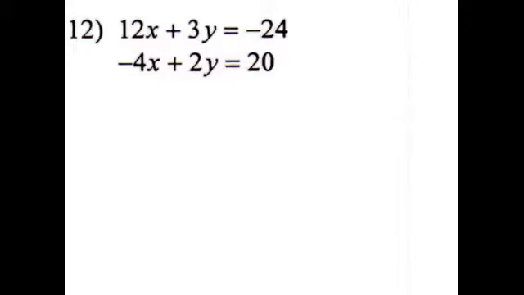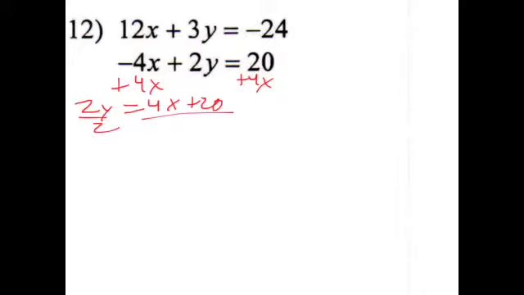Moving on to 12, this one is not really set up for any of the methods that we're to choose from, elimination or substitution, but we can really choose what we want. I'm going to go for substitution again, because I see this second one is actually really close to being set up for substitution. Add 2x. I've got 2y equals, add 4x, so 2y equals 4x plus 20, divide everything by 2 to get my y by itself. I now have y equals 2x plus 10.